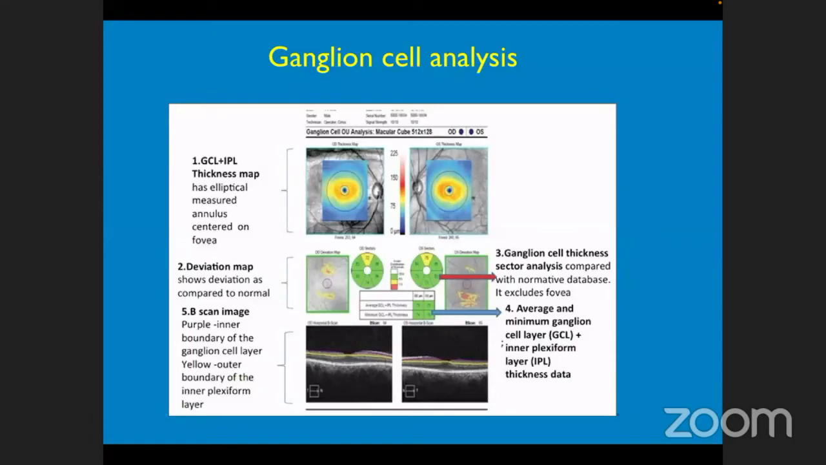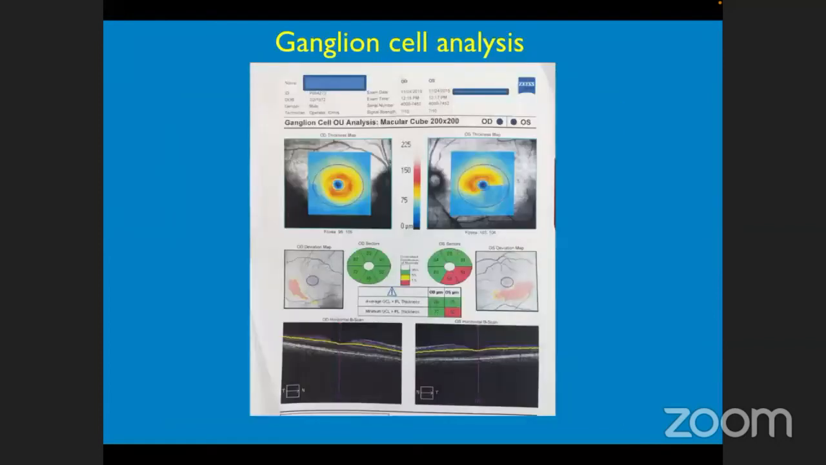Next, coming to the ganglion cell analysis, where there is a GCC IPL thickness map, and it has an elliptical measured annulus centered on the fovea. Deviation map is also there, and most important is the average and minimal ganglion cell layer plus the inner plexiform layer thickness data. It shows average as well as minimum thickness data, as seen in this example of this patient.